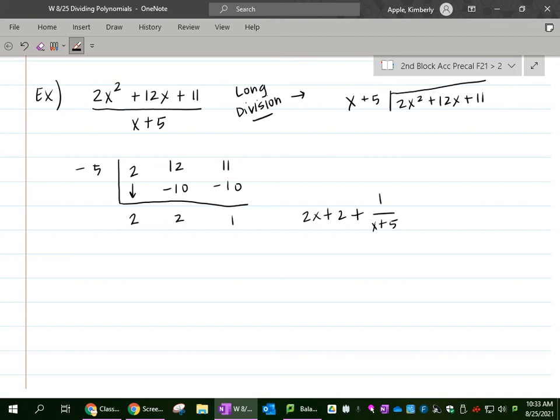I started with an x squared, so here I'll just put a regular old x. That's positive, so it's plus. That doesn't get anything, because I've already done that. And then this number is always your remainder. The last number, always the remainder.